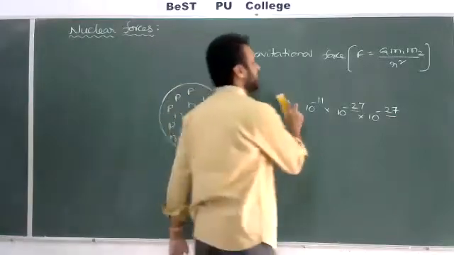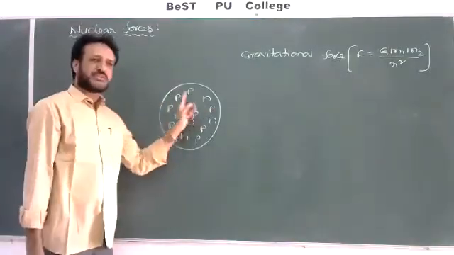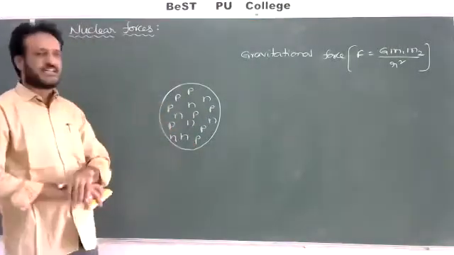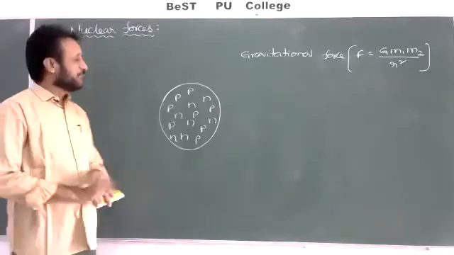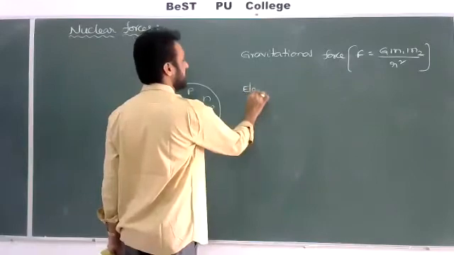So the gravitational force between any two nucleons, whether proton-proton, neutron-neutron, or proton-neutron, is negligible, very, very small. But there is another force called electromagnetic force or electrostatic force.